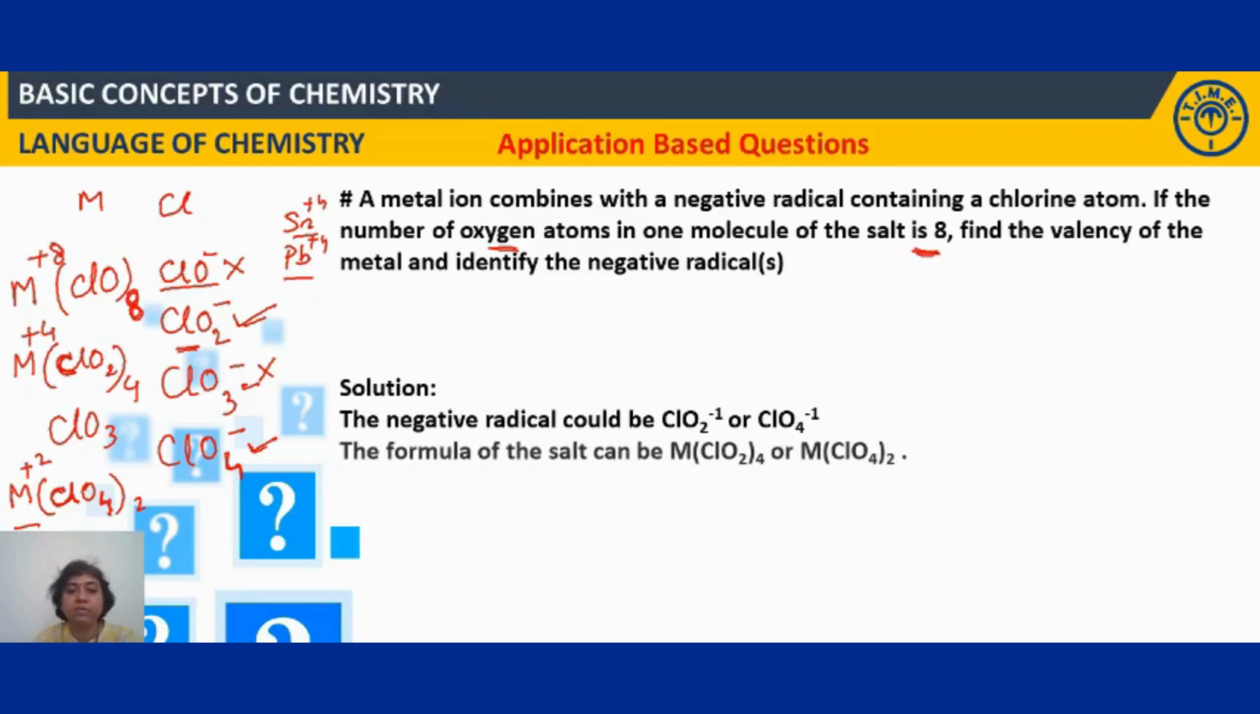Next, the formula of the salts can be M(ClO2) taken 4 times, M(ClO4) taken twice. Fine. Next, the valency of the metal could be 2 or 4. I hope you could understand and enjoyed the problem also. Fine. Is it challenging? Of course. Let's move on to the next question.